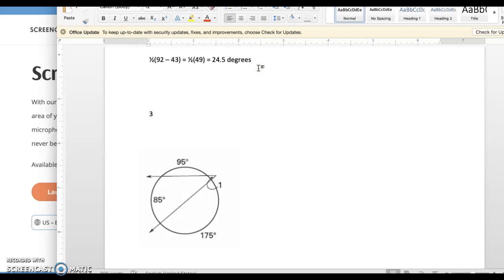We're going to have 360 minus 95 minus 85 minus 175. And again, the reason I'm doing that is I want to find this other remaining arc that angle 1 does intercept. So when we subtract all of those things away from 360, I'm left with 5. Therefore, angle 1 is going to be equal to 1/2 of 85 minus 5, because those are the two arcs it intercepts. And then we're going to have 1/2 times 80, and that will give us 40 degrees for angle 1.